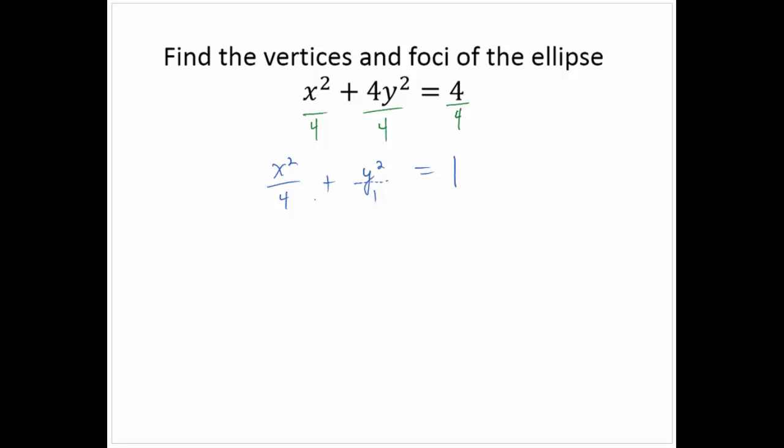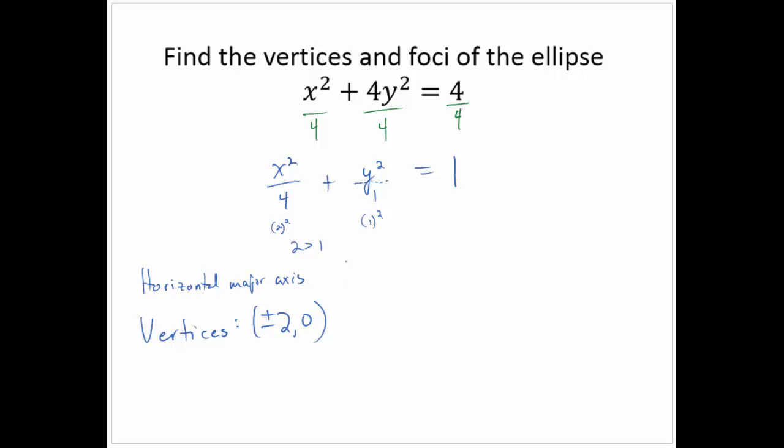And so now I look at these and I say, okay, well, the 4 is 2 squared and the 1 is 1 squared, and 2 is greater than 1. So, since 2 is greater than 1, what that tells me is I have a horizontal major axis, because the 2 is associated with the x. So I have a horizontal major axis. And so then the vertices are at plus or minus 2, 0.